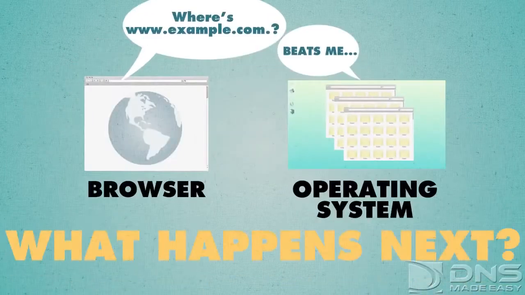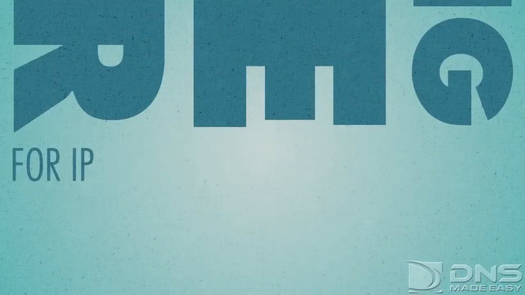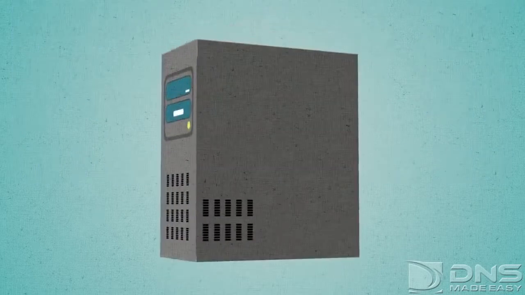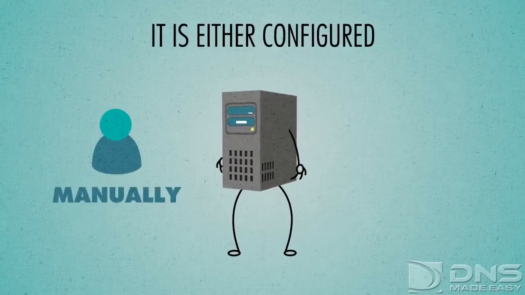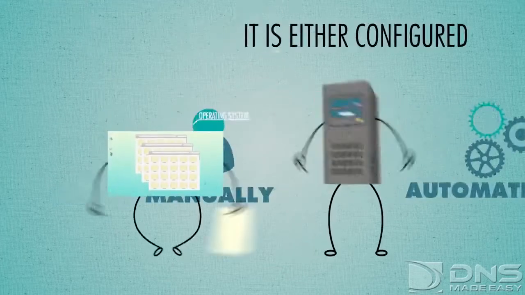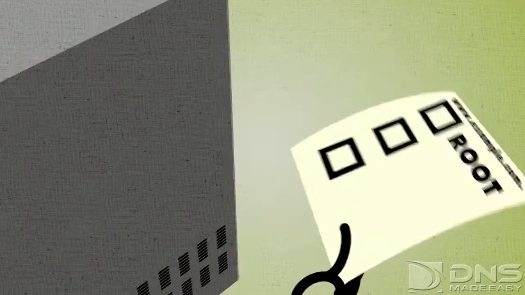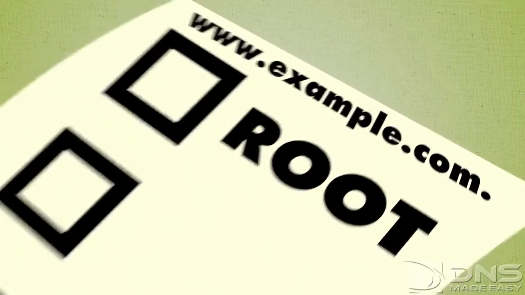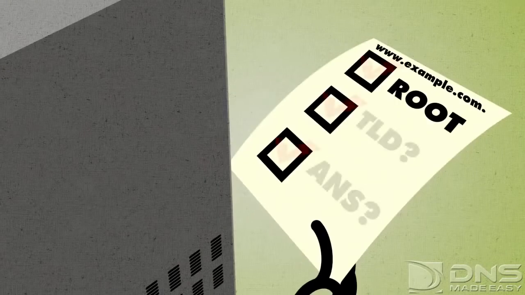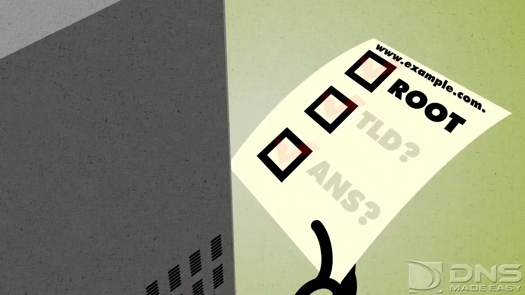What happens next? The operating system is configured to ask a resolving name server for IP addresses it does not know. The resolving name server is the workhorse of the DNS lookup. It is either configured manually or automatically within your operating system. Your operating system asks, or queries, the resolving name server for www.example.com. The resolving name server may or may not have this in memory, or cache. Yes, the C-A-C-H-E one, not the... Never mind. For the sake of this demonstration, it does not.